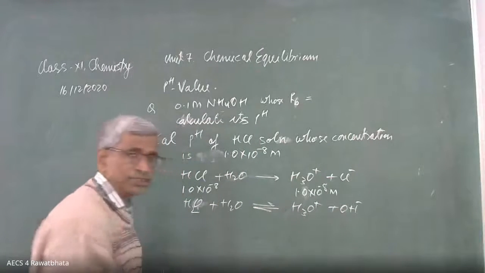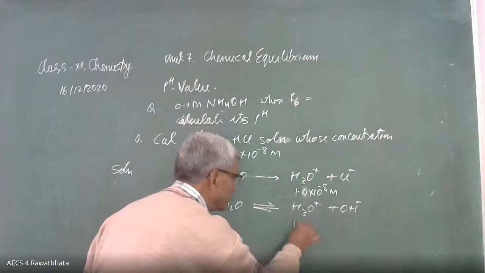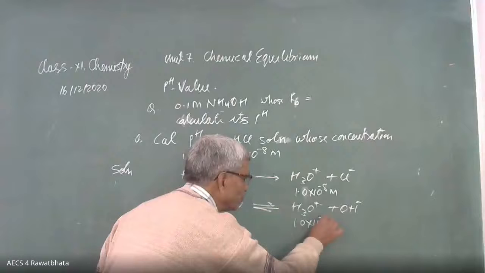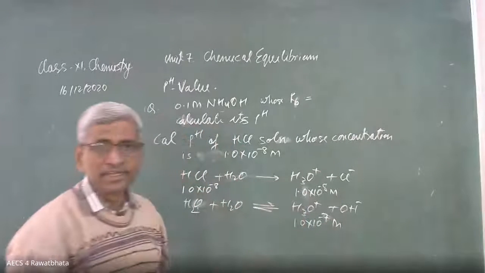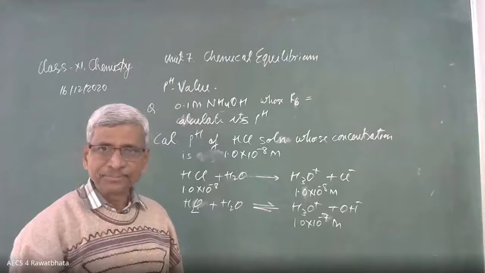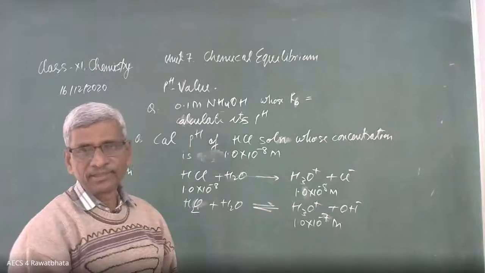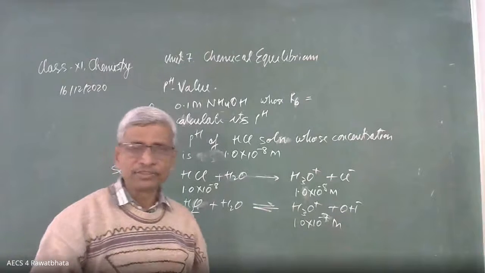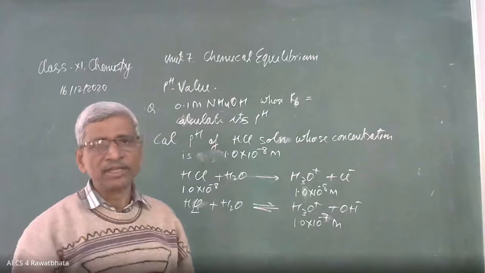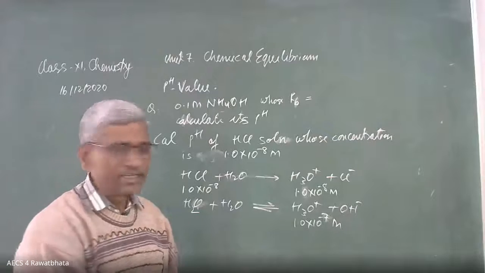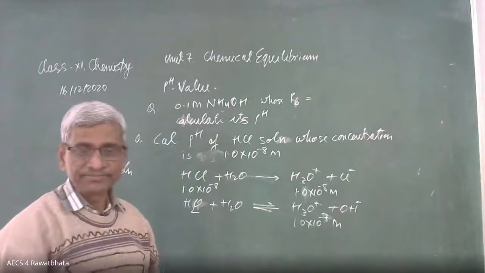And the hydronium ion concentration in water is 1.0 × 10^-7 M, which is more than the HCl H3O+ concentration. That's why we can't neglect this concentration. Earlier, when the concentration was 0.1, we did not include this H3O+ because it was too small compared to that. But here it is greater, so we should not neglect it.